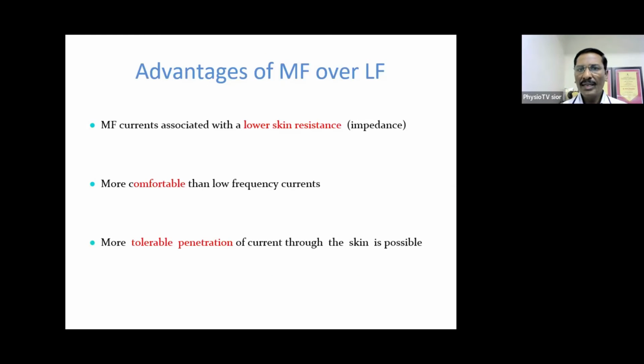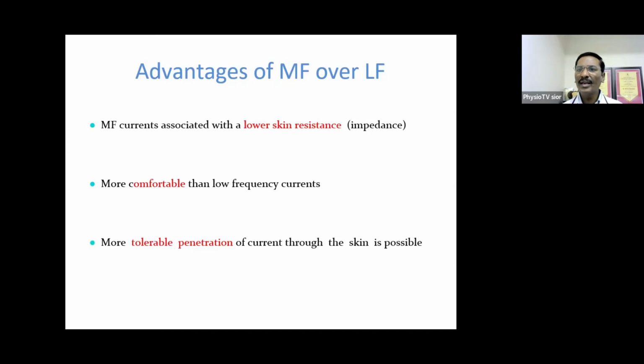Now, what are the advantages of medium frequency current over low frequency? So the first advantage is the medium frequency currents offer less skin resistance. That means the skin offers less resistance to the medium frequency current. Then the second thing is when the resistance is less, the comfort is much better than that of the low frequency current.